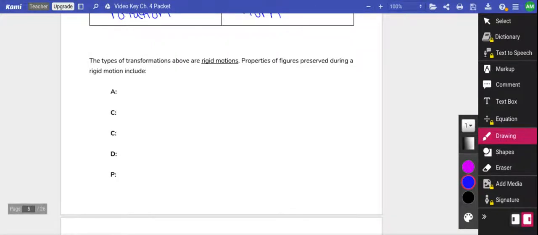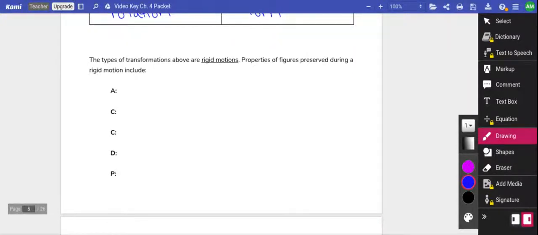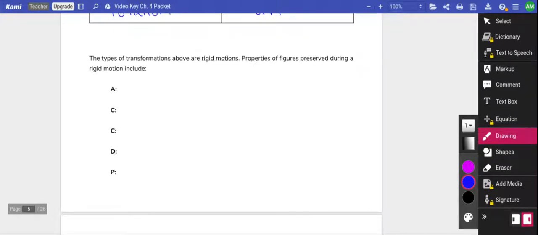I like to list them out as A, C, C, D, P. As we continue through, it's really easy to remember, only because we just do it a lot. But the first big one, a property that's preserved during a rigid motion, is angle measure. If you have an angle measuring 60 degrees, when you rotate that figure, that angle will still be 60 degrees.